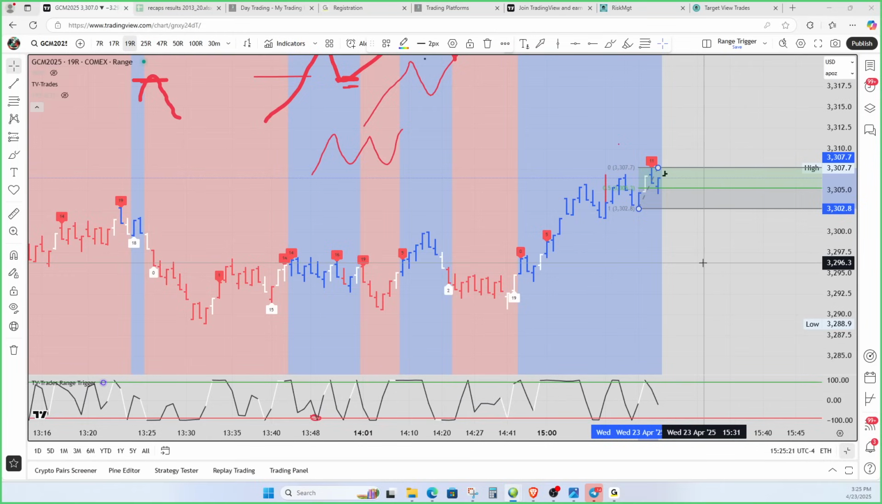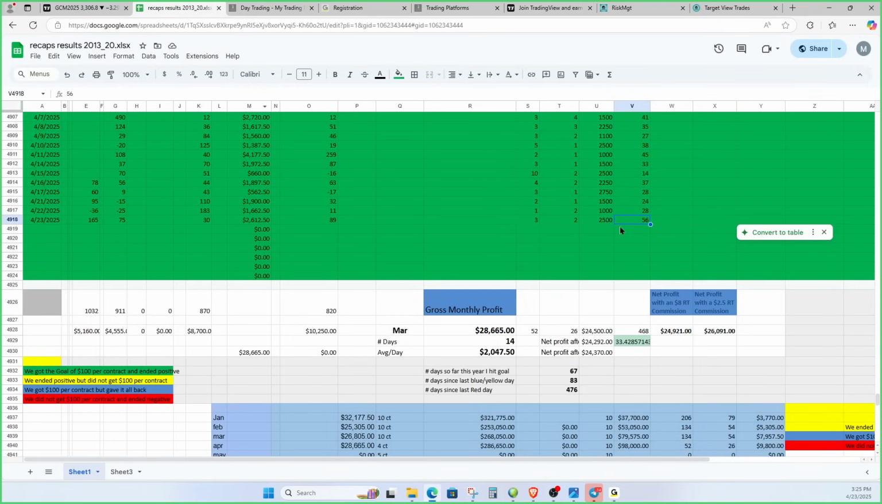Okay, what time is it? 3:25. Yeah, the markets are slowing down. It was pretty wild this morning. I think I had 50 something trades today. 56 trades this morning. Most of them on gold.